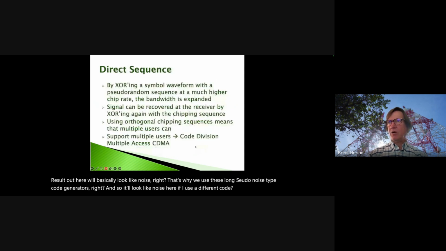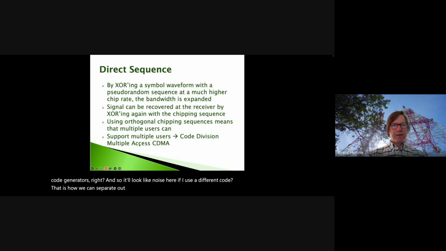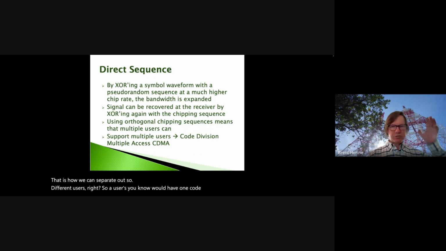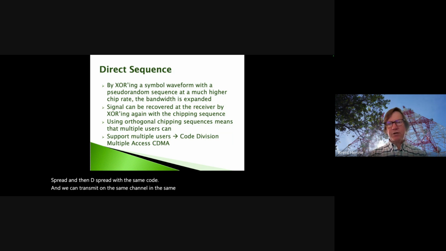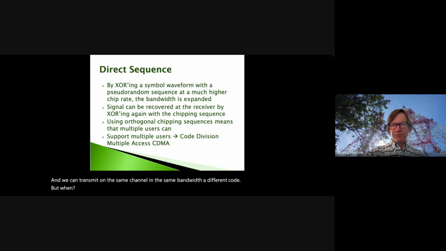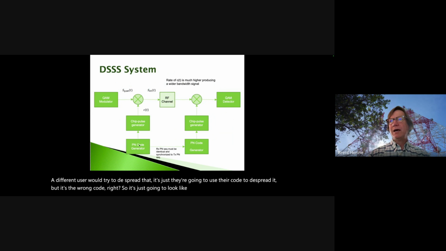Well, that is how we can separate out different users, right? Users would have one code that their communications would be spread and then despread with the same code. We can transmit on the same channel in the same bandwidth with a different code, but when a different user tries to despread that, they're going to use their code to despread it, but it's the wrong code, right? So it's just going to look like noise. Now it does increase the noise, so it's interference, but it looks like noise, right?